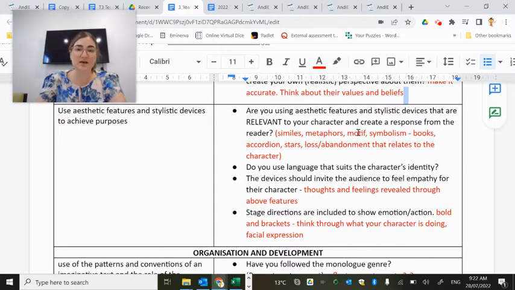You might introduce some motif, some reoccurring ideas. So a motif is a dominant or reoccurring idea or theme that runs through your monologue. So you might be talking about loss or abandonment, or you might be talking about fear or something like that. You might include reference to books and words and the importance of them. You might have the accordion, stars, and darkness and light that are woven through your monologue to show your understanding of the symbolism used within it as well.